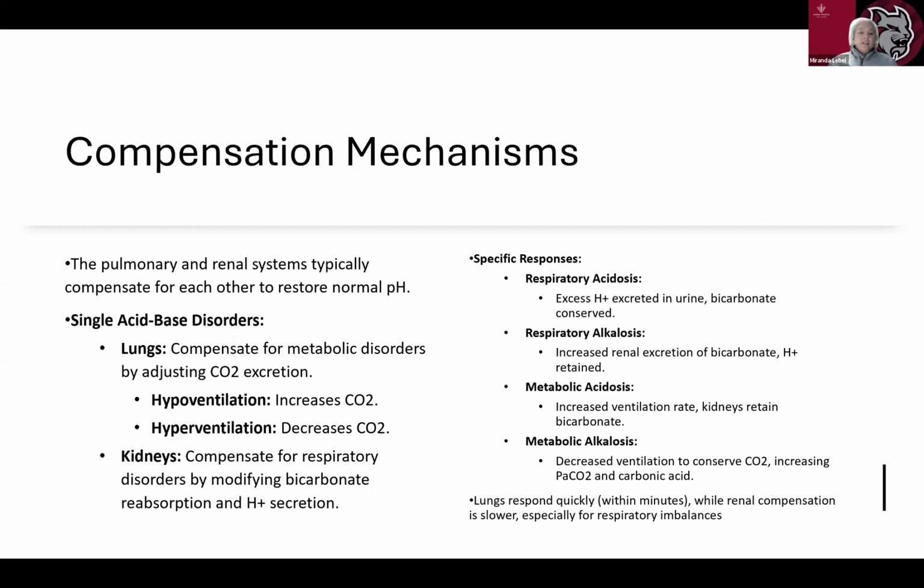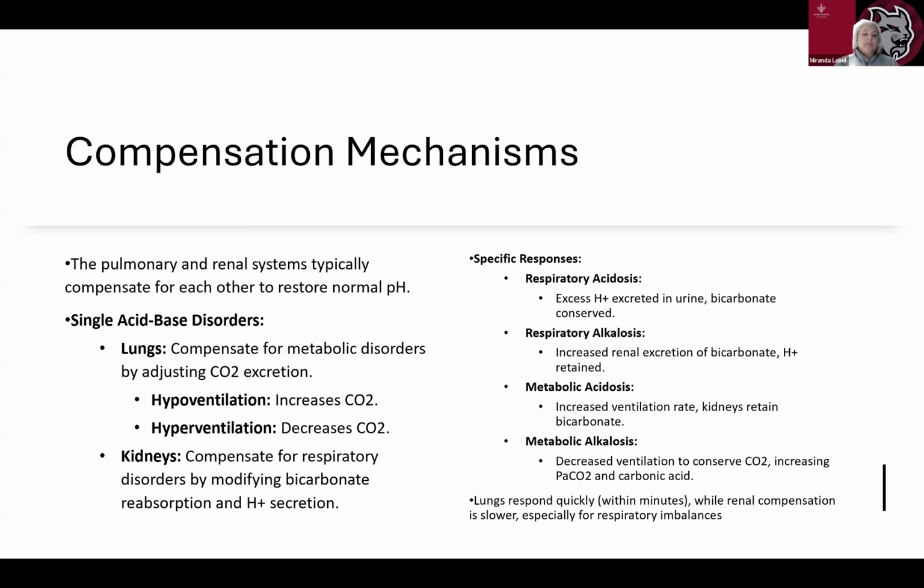So the pulmonary and renal systems typically compensate for each other to restore that normal pH. So we're either going to blow off the CO2 or we're going to excrete the bicarb. So the lungs will compensate for single acid-base disorders, which is really what we're going to cover. The lungs are going to compensate for metabolic disorders by adjusting that CO2 excretion. Hypoventilation is going to increase that CO2. Hyperventilation is going to decrease that CO2.